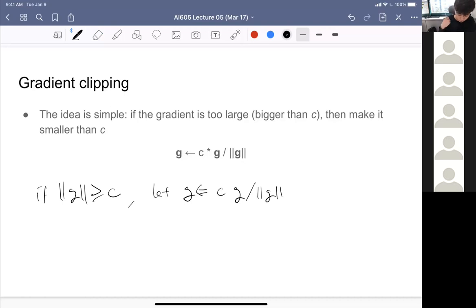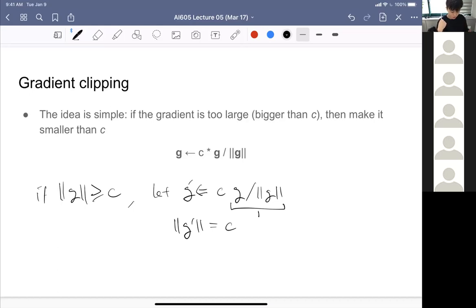Then what will be the new G's scale? It will be simply, well, because your norm here is one, right? If you just divide G by its norm, then it'll always be one. So this will be just C, right? So it's good, because now if your norm was bigger than C, then you made it into a norm of C. This is one of the simplest tricks that you can do when your gradient is exploding.